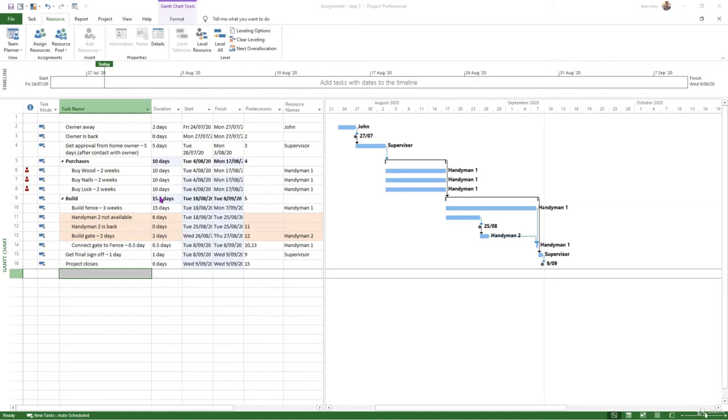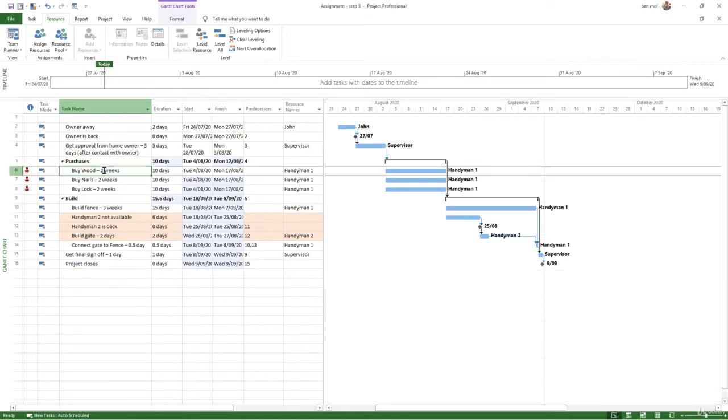So for instance, if we take an example here, we had these three tasks, buy wood, buy nails, buy log. We had this red man here saying this resource is over allocated, but we ignored that because we thought, oh well, the resource is going to buy the three at the same time, so 10 days to do all of this is more than enough.